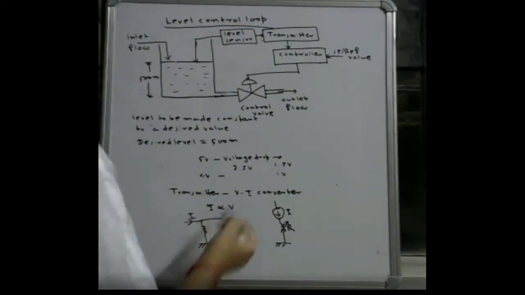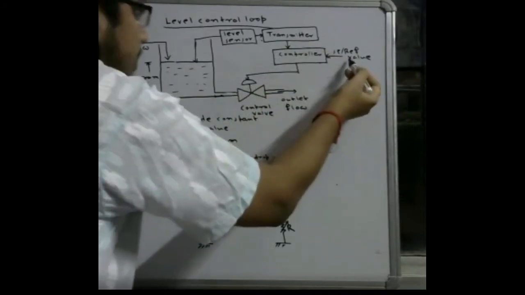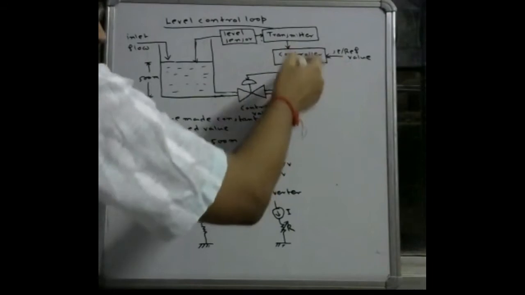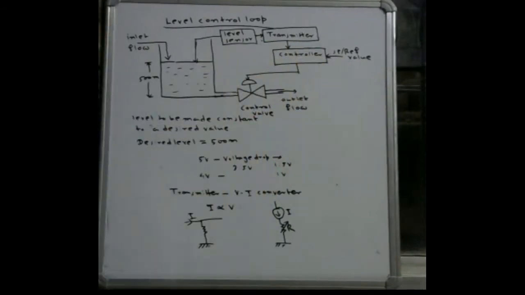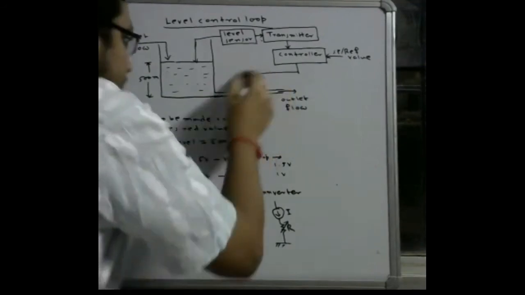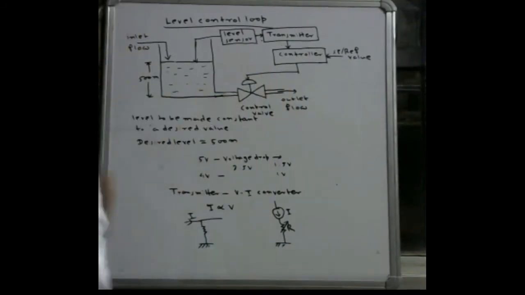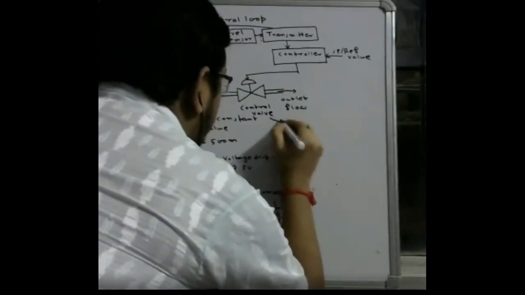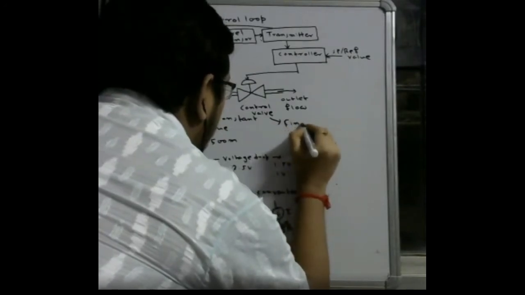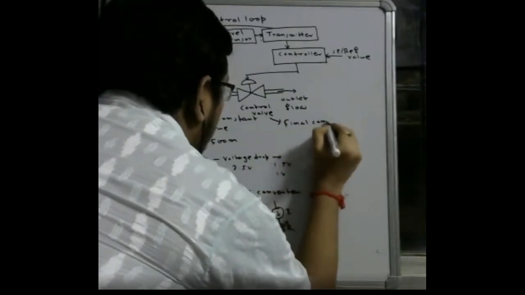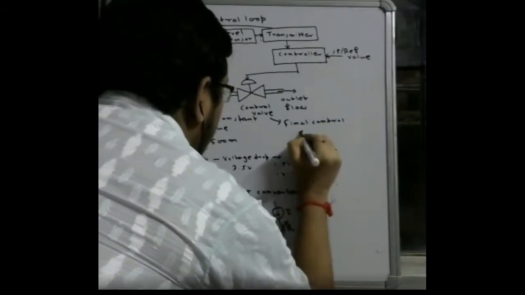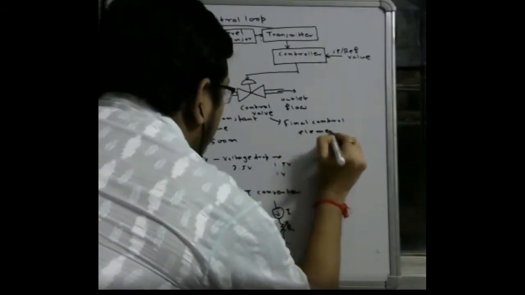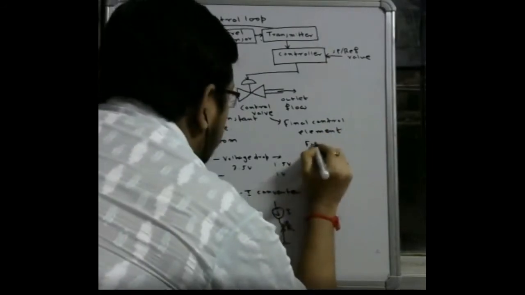Okay, so this voltage and the set point voltage will be compared, and accordingly the controller will take the decision, that is, whether the control valve opening is to be increased or decreased. So what is this control valve? This control valve is basically called a final control element, or in short it is called FCE.